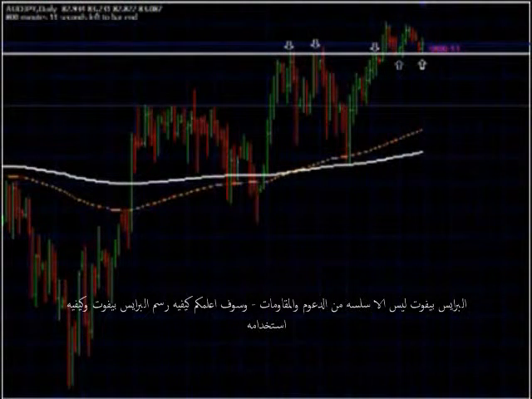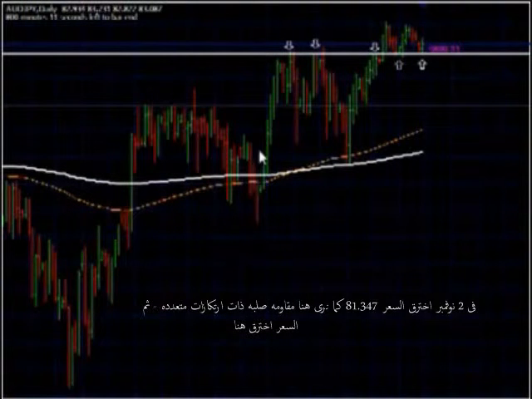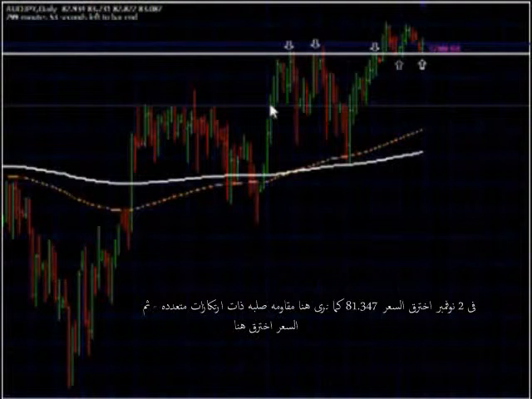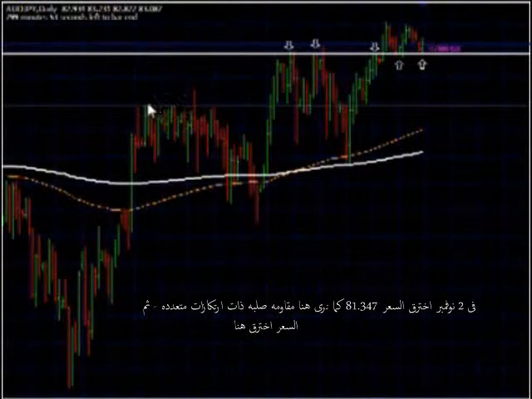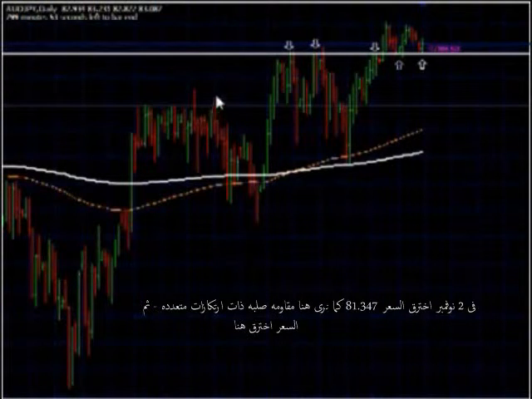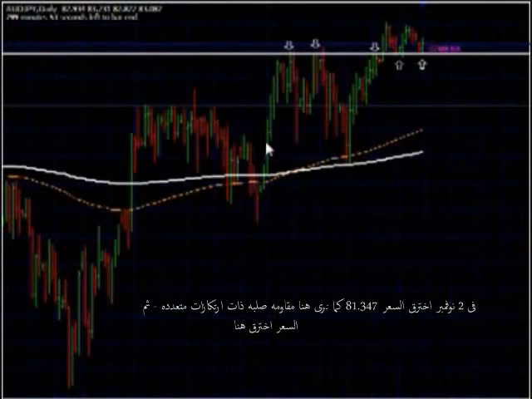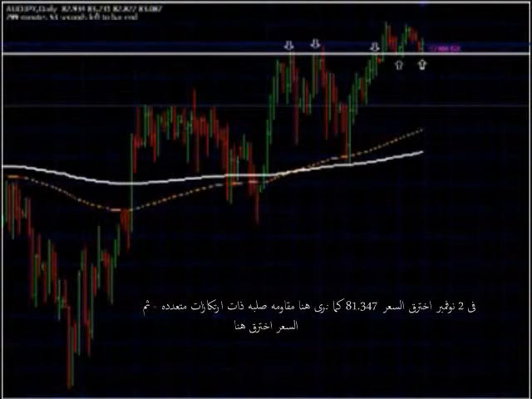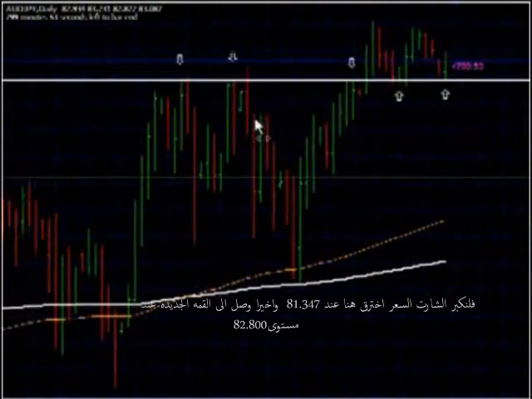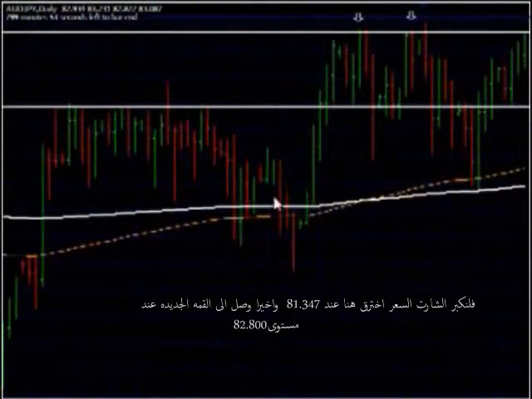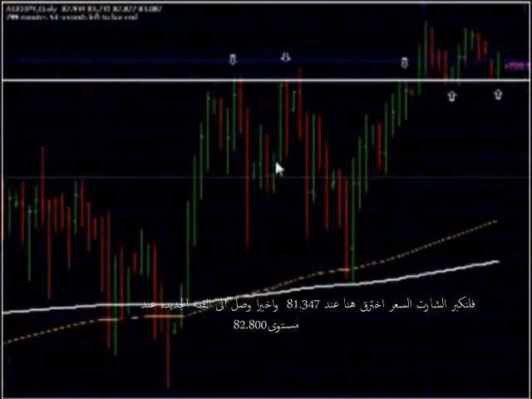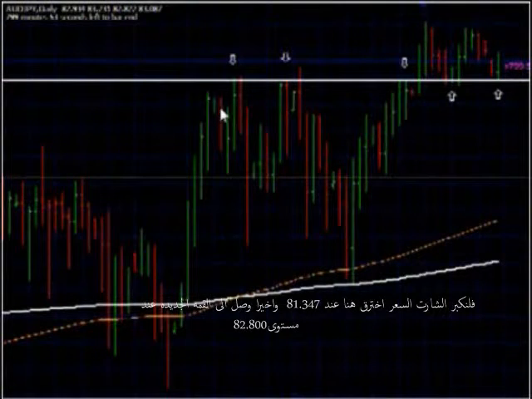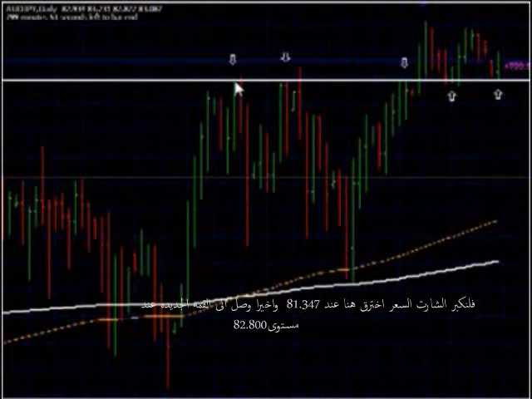On this date, the 2nd of November, we can see price eventually broke up the 81.35 price pivot. We can see a strong resistance here, with several points marked. Price eventually broke this up. Let me zoom this in. Price broke up the 81.35 price pivot, and eventually it reached a new high at the 82.800 level.